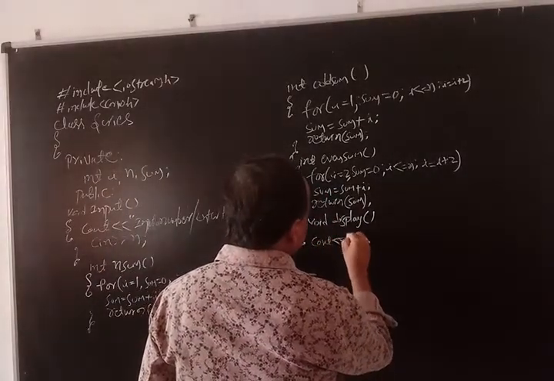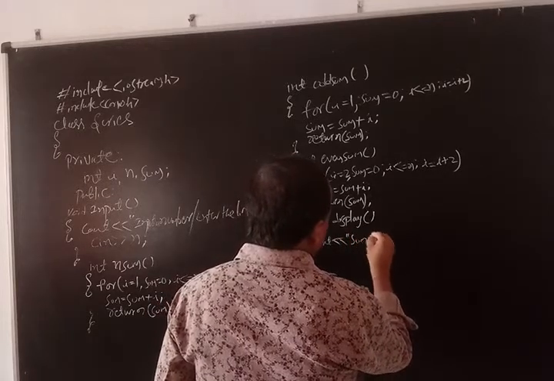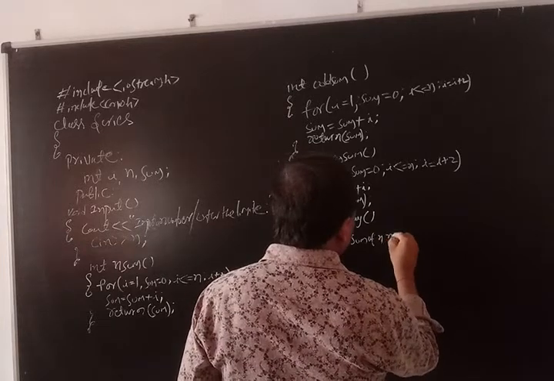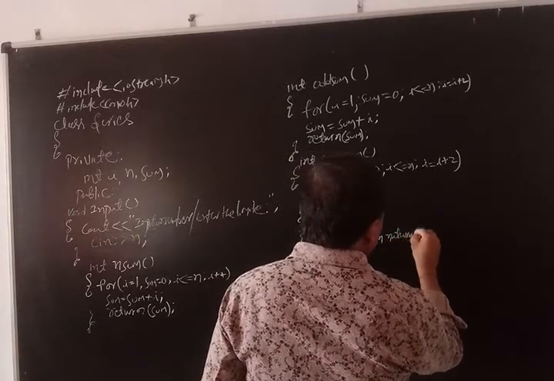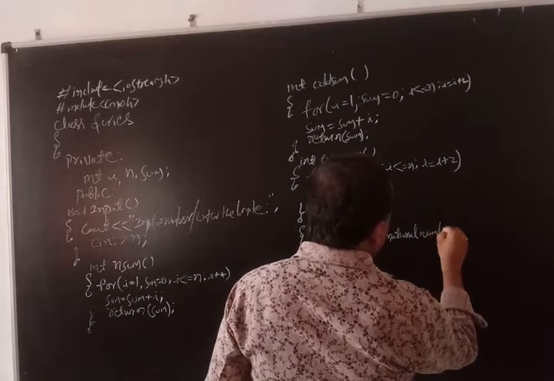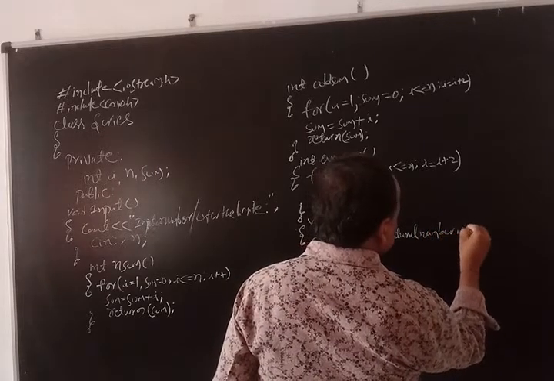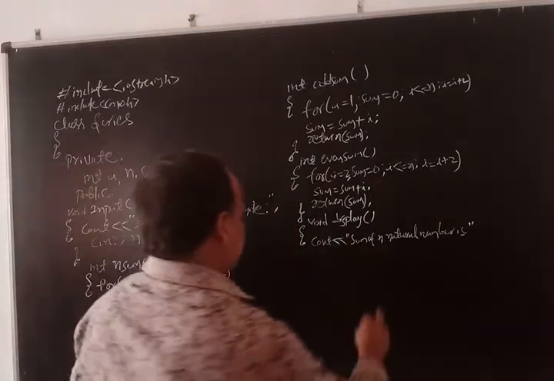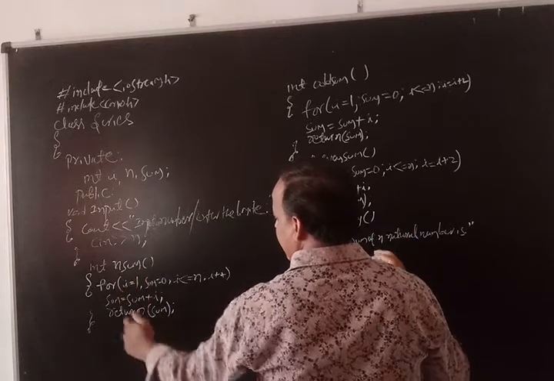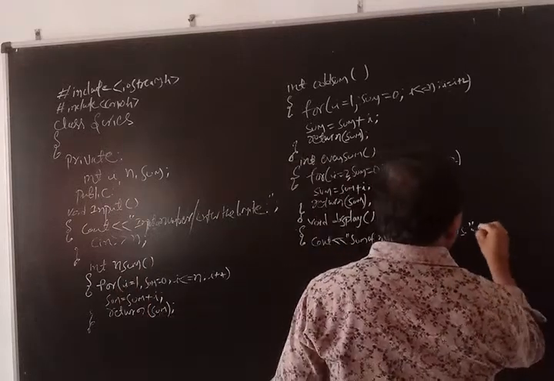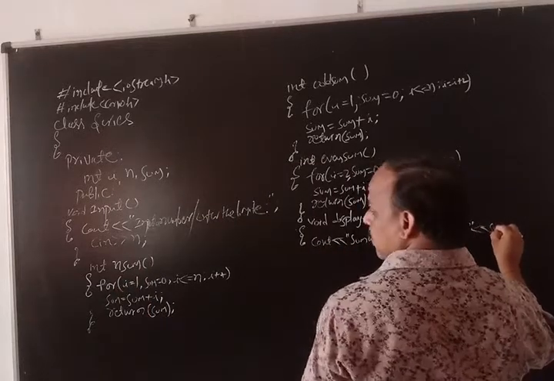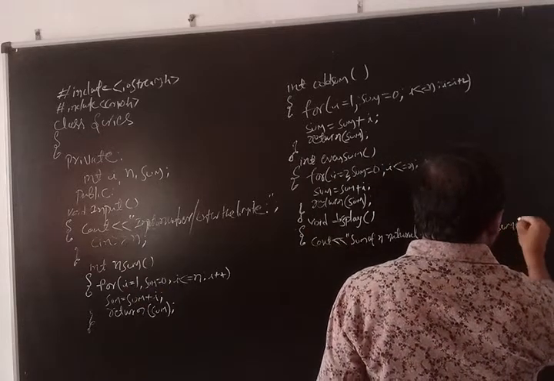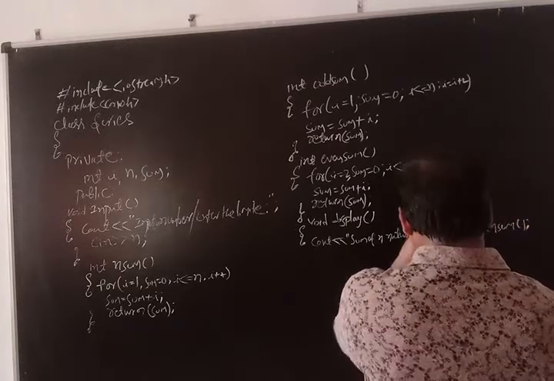Cout "sum of n natural number is". So where is it storing, where is it coming from? It is coming from this n sum function. Write down which function it is coming from, n sum function.